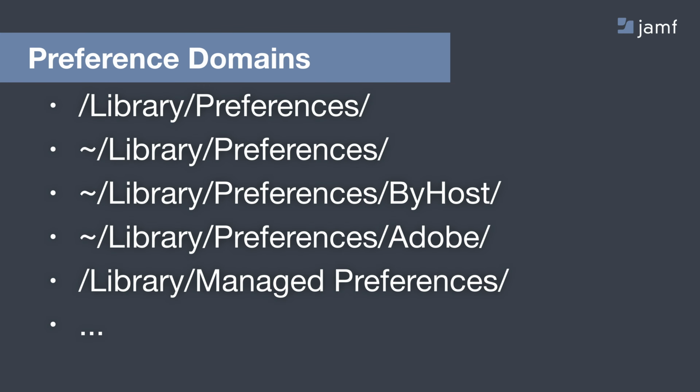So if you take a look at the list here on the screen, if something lives at /library/preferences, that's very likely going to be a system-wide preference versus the tilde, which would indicate that it's user space only. If something lives in library managed preferences, that was delivered by a management framework like Jamf Pro.